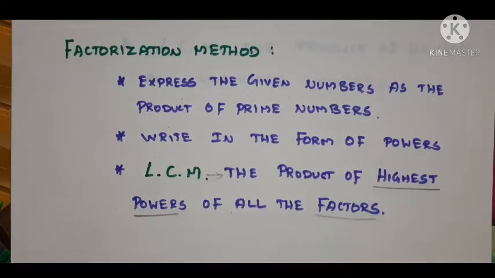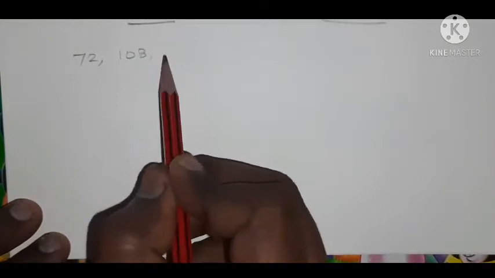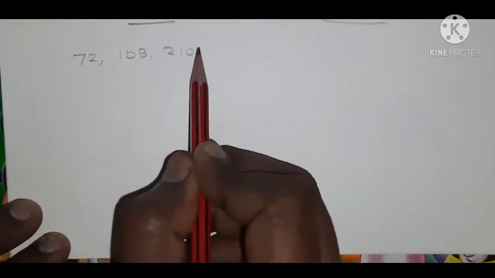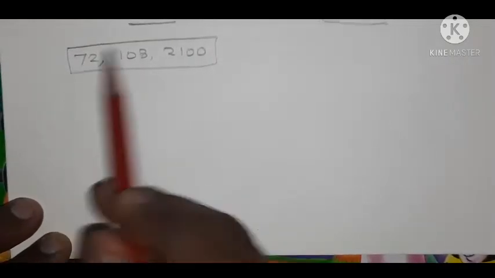And the third one: the product of the highest powers of all factors will provide you the LCM of the given numbers. Fine, we'll go to the example. With the example, we can easily understand how to find it. Let us take three numbers: 72, 108 and 2100.